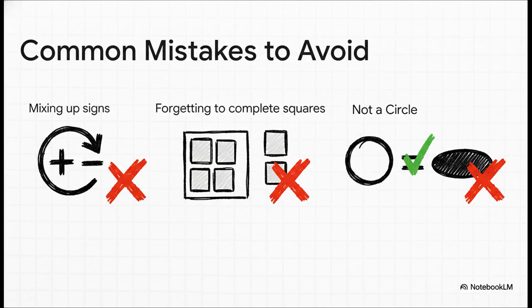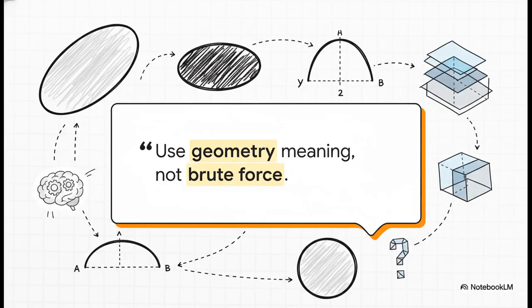Okay, before we wrap up, let's talk about some common traps to avoid. First, watch your signs. When you pull the center from the general form, remember it's (-g, -f), not (g, f). Super common mistake. Second, when you're completing the square, you have to do it for the x terms and the y terms. Don't forget one. And finally, and this is a big one, not every equation with an x squared and a y squared is a circle. The numbers in front of them have to be the same, and you can't have any xy terms floating around.